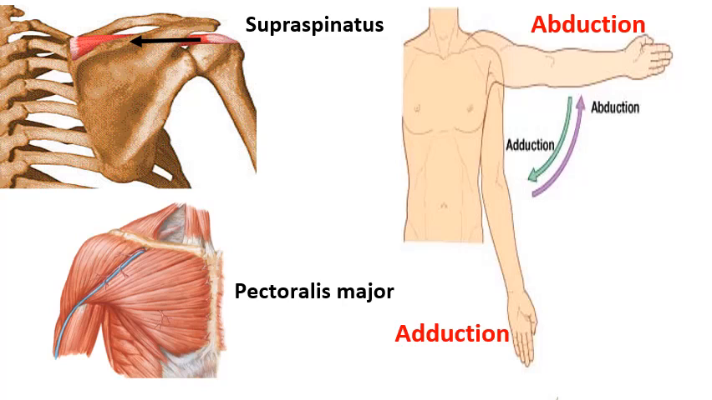Unlike the supraspinatus, the pectoralis major muscle is inserted into the humerus. When the muscle contracts and the insertion moves toward the origin, it will pull the humerus towards the trunk and cause adduction of the humerus at the shoulder joint.